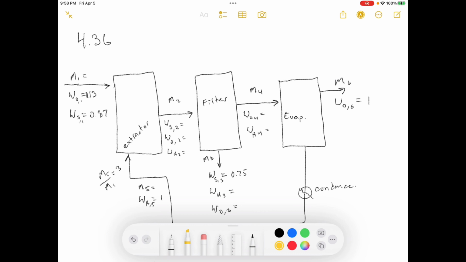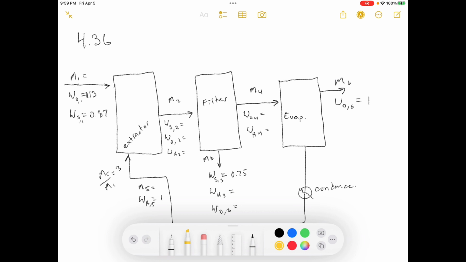Okay, so this problem says, in the production of a bean oil, beans containing 13 weight percent oil and 87% solids are ground and fed to a stirred tank, the extractor, along with a recycled stream of liquid n-hexane. The feeding ratio is 3 kilograms hexane per kilogram beans. The ground beans are suspended in the liquid, and essentially all of the oil in the beans is extracted into the hexane. The extractor effluent passes to a filter.